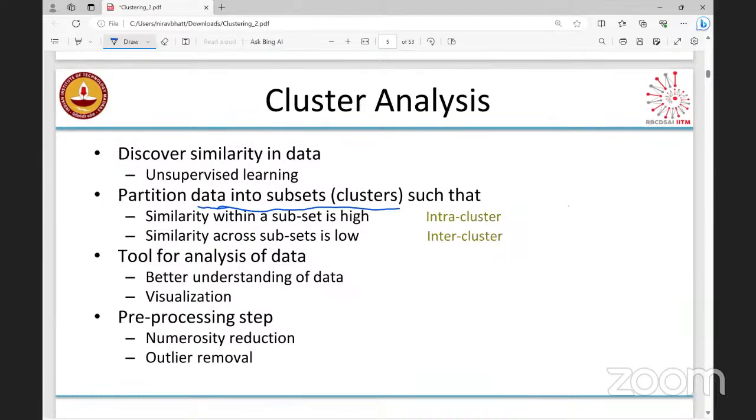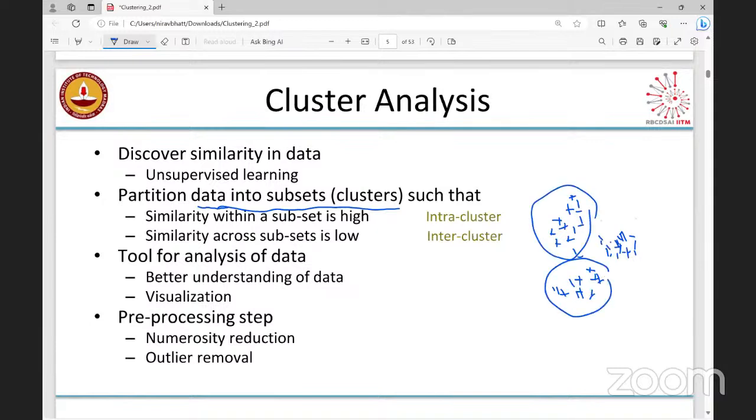So when I have data, let's say like this, I can create one cluster, two clusters, and three clusters, in such a manner that this set of data has high similarity when compared within the cluster, but very low similarity when I compare with points in different clusters.